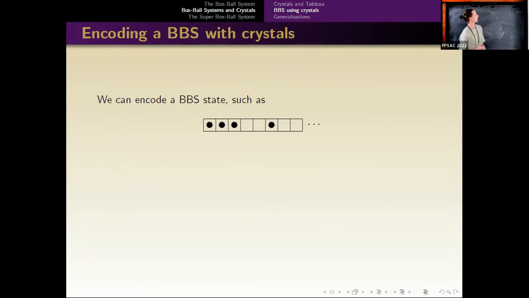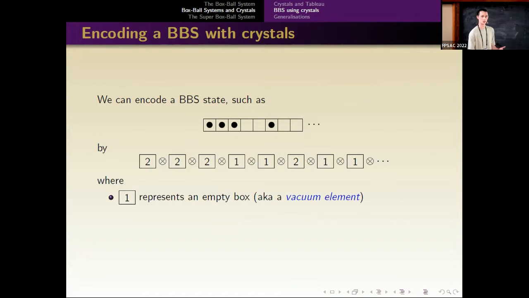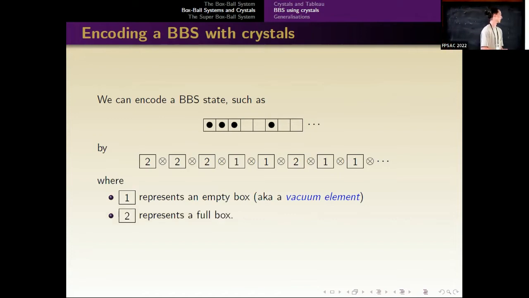Okay, so now we'll go on to how we encode the box ball system. We have the following encoding. You can see that we have the tensor product of tableau, where a 1 represents a vacuum element and a 2 represents a full box. And so we've now encoded the state.